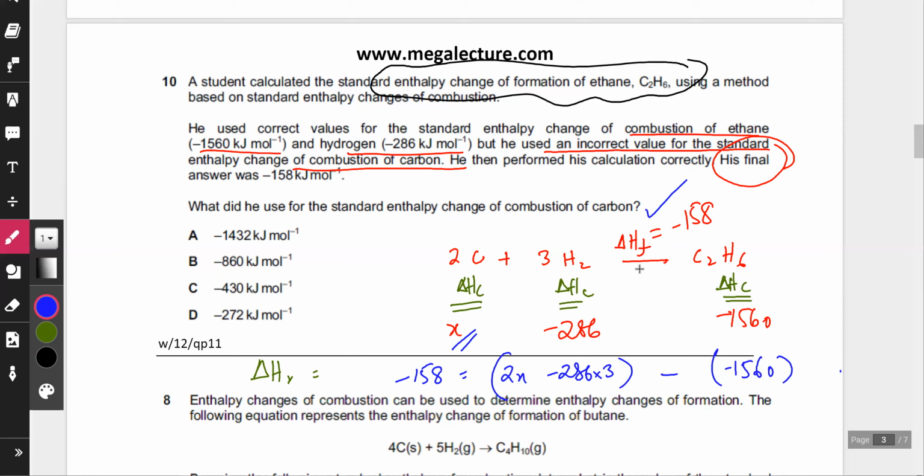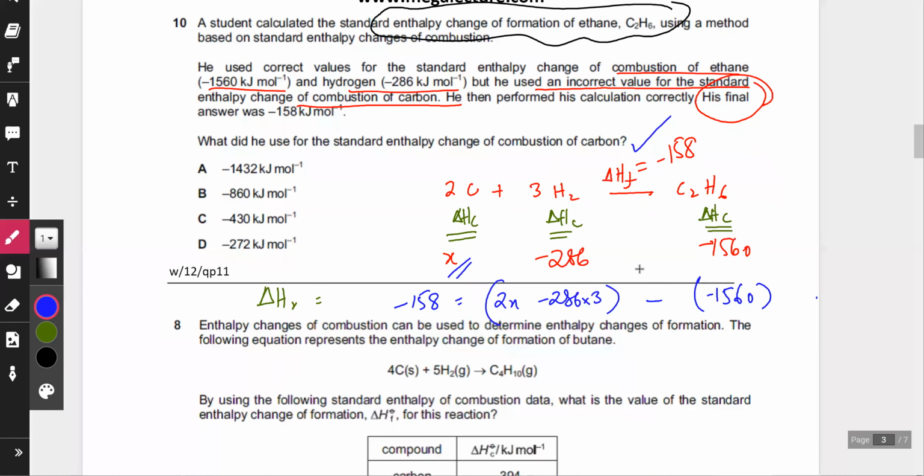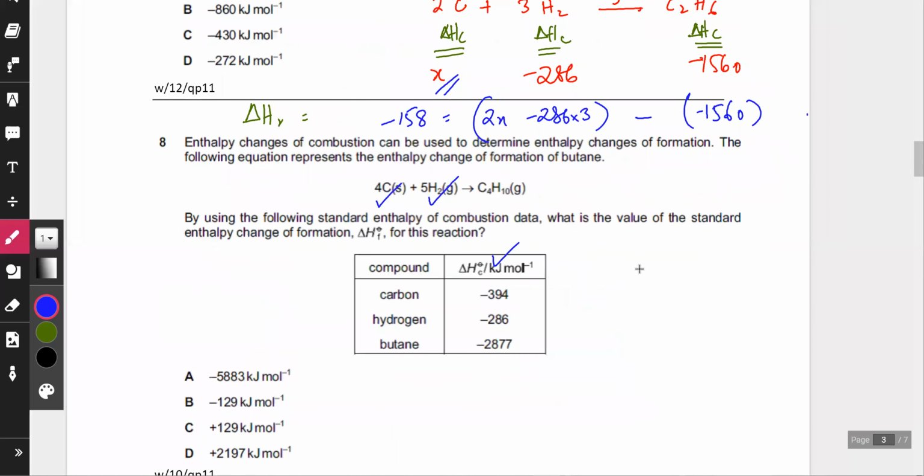Is it D, minus 272? That's fine. Now this one is also about combustion. You're given the enthalpy of combustion of carbon and hydrogen and butane. So how do you find the enthalpy of this reaction? It's going to be reactant minus products. Try and find the answer for this one.